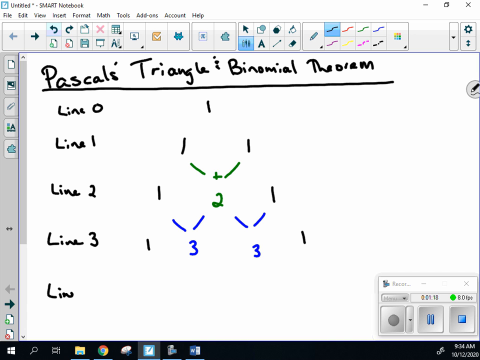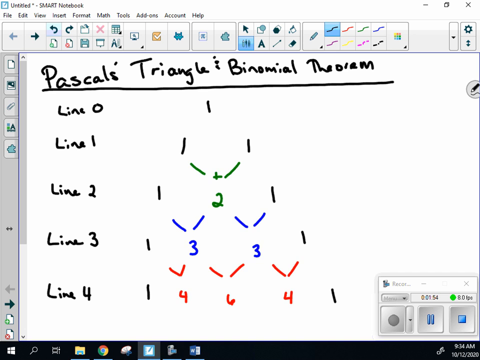So line 4, again, 1s along the diagonal. Add these together to get me 4, 6, and 4. So every time you're just adding those numbers. The line number tells you it goes 1 and then that line number, and then from there you're going to have to keep expanding. So these numbers are going to be beneficial for our binomial expansion. I could keep going with line 5, line 6, etc. It just keeps going on forever and ever here.